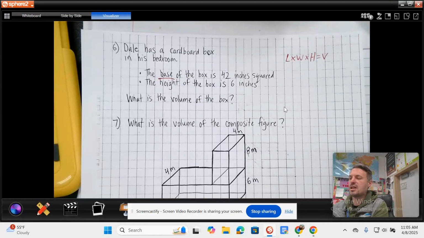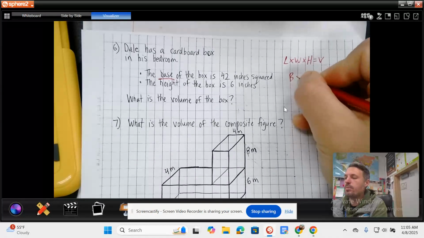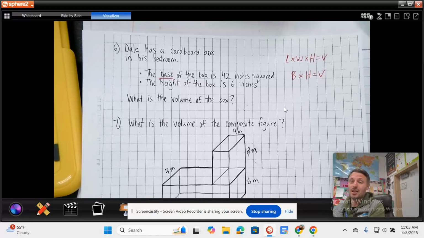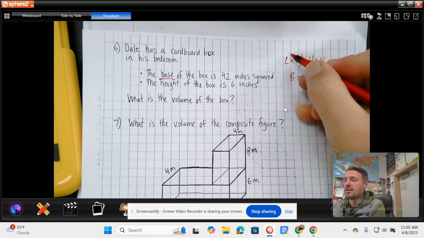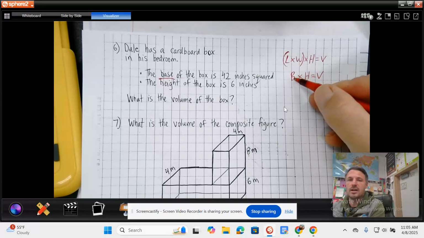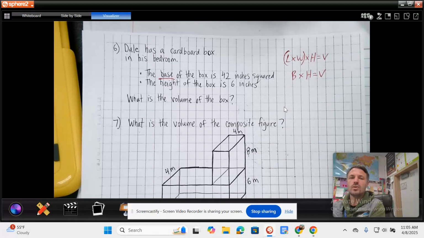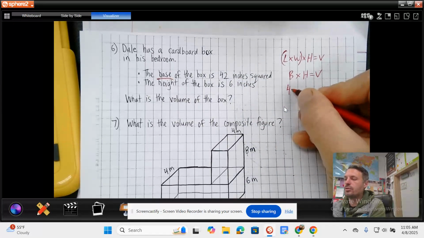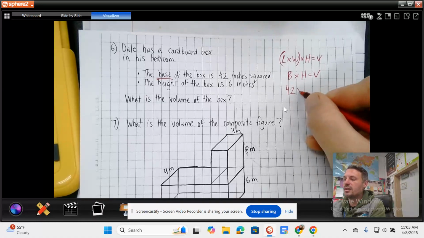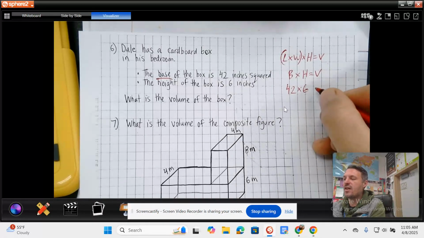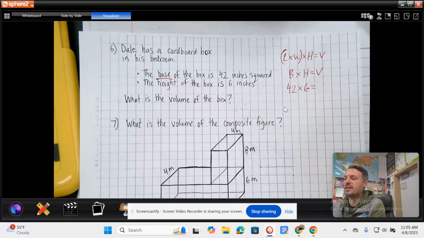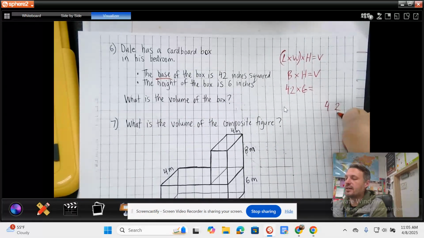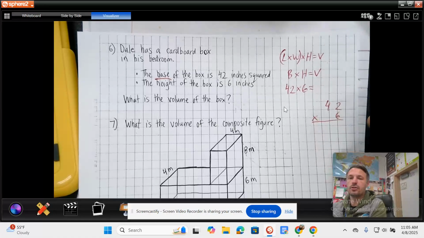So instead of using length times width times height, we'll use base times height equals volume. And remember, those two formulas mean the same thing because length times width is how you find the base. So all we have to do is base times height. The base is 42 square inches. The height is 6. So we just have 42 times 6. You can set that up on the side like this. Just use the standard algorithm.